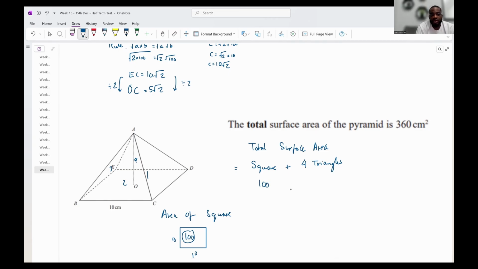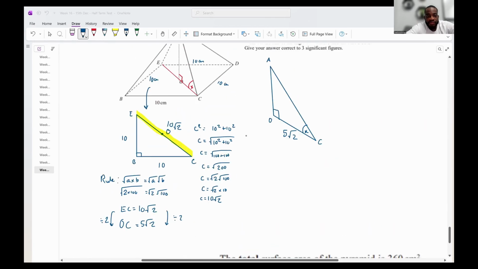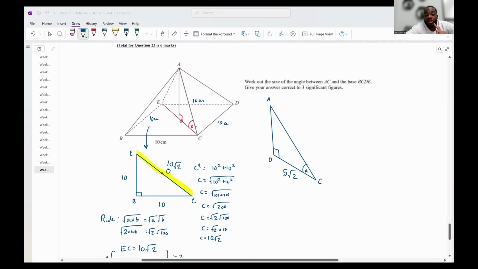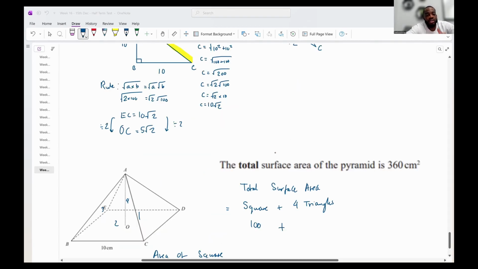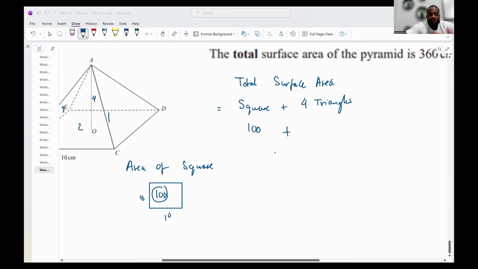Yeah? So now we need to work out the area of the four triangles. Now, remember what we're trying to do, by the way? We are trying to calculate that side, that angle. You see? So we're trying to calculate that angle X. So our objective is to figure out another length of this triangle, right? How does doing this help us? Well, let's just see what happens.